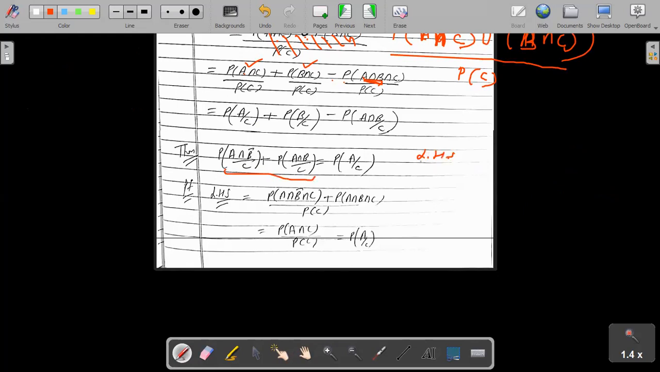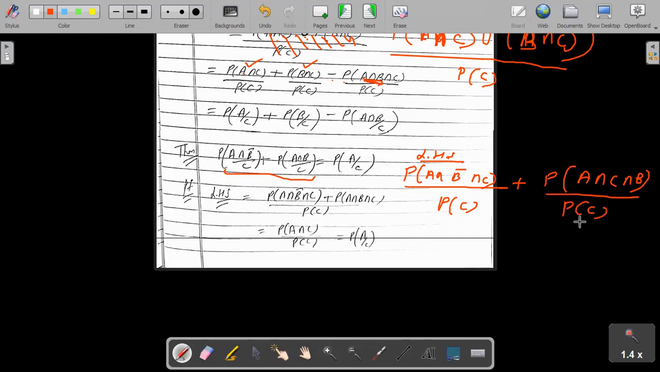So if I apply the definition, left hand side will be probability of A intersection B bar intersection C over probability of C plus probability of A intersection C intersection B over probability of C. Right. So now if you see here what is happening.